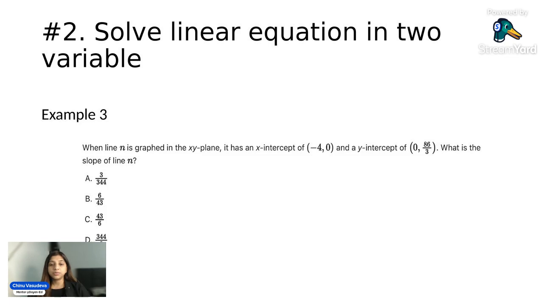Now we can look at the next problem. It says when line n is graphed in the xy plane, it has an x-intercept and a y-intercept. What is the slope? Of course we have one rule or formula, (y2 minus y1) upon (x2 minus x1), which we can just apply and get my answer.